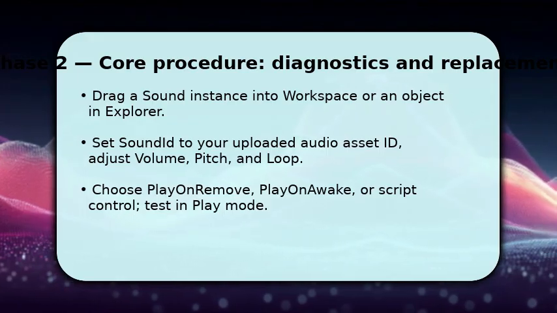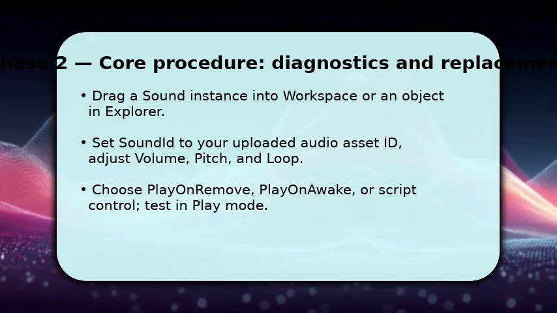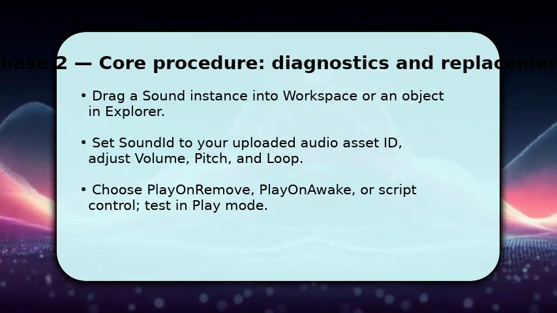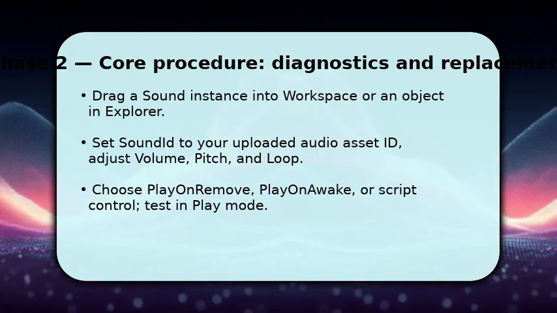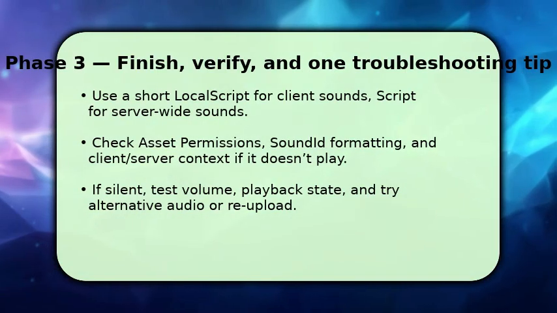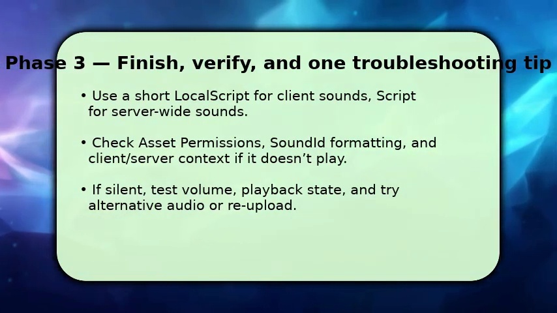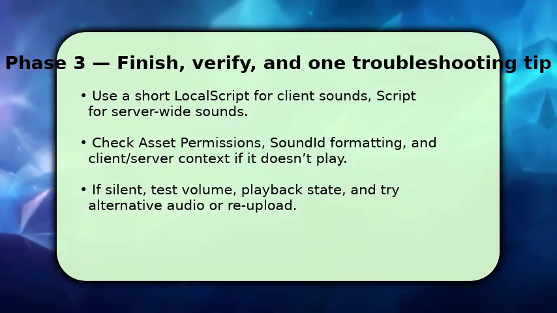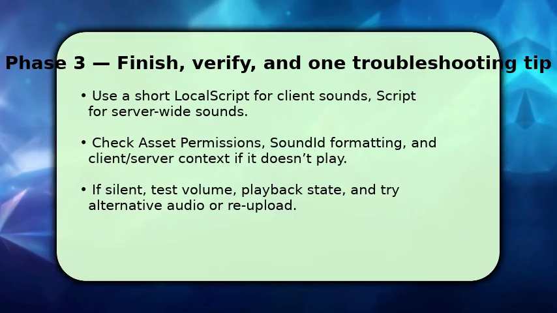Use play mode to test behavior and tweak attenuation and roll-off, so the sound behaves correctly across distance and multiple players. Finish by scripting playback. Use a local script for player-specific audio and a server script for global sounds, calling play, stop, and setting playback speed. Make sure you use the right context.